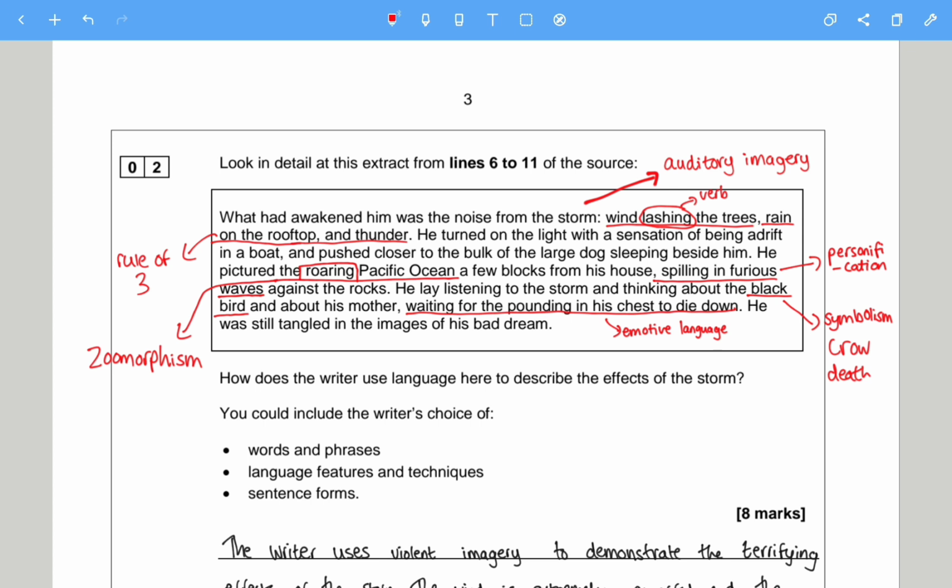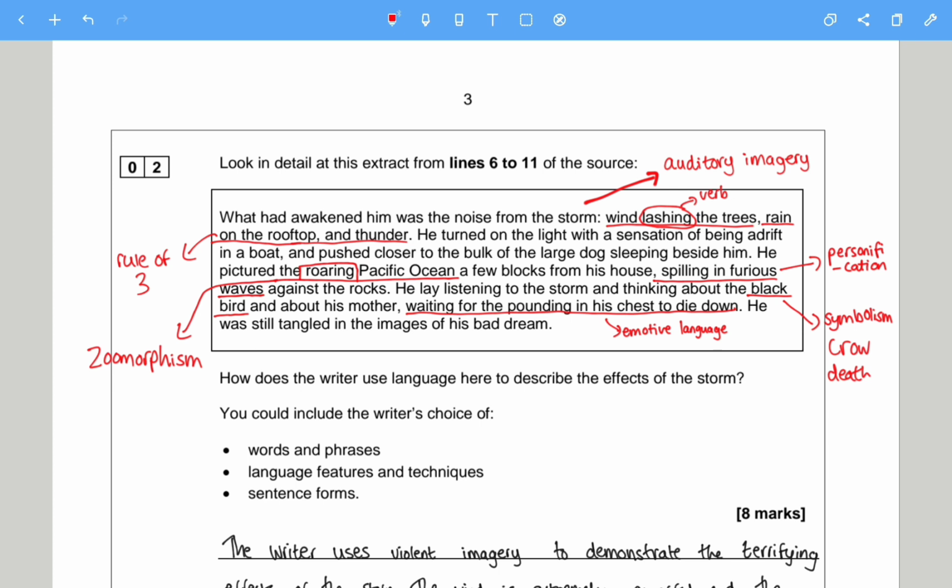Also, spilling in furious waves. I've highlighted this, which is an example of personification. The reason why this is personification is because waves cannot be furious, but again, it's a human characteristic, it's a human trait. Can humans be furious? Yes, absolutely. Now, the writer has used personification here to show you how the waves, how the storm has become angry. It's full of rage. And what does this tell you? It tells you how intimidating, how dominant, and how authoritative the storm really is.